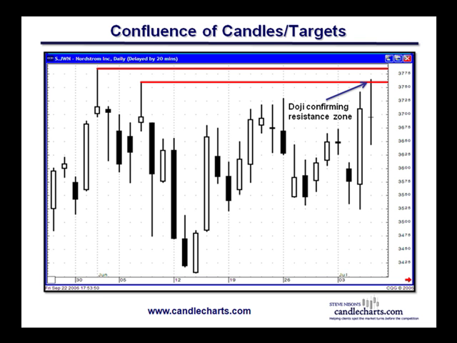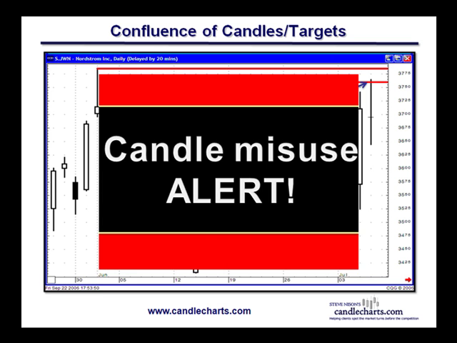I have all the original source material, the Japanese material, and everything I talk about in sessions like this and all my longer-term sessions have been corroborated by at least 2 or 3 separate Japanese sources, whether it's a Japanese trader or 2 or 3 Japanese books.